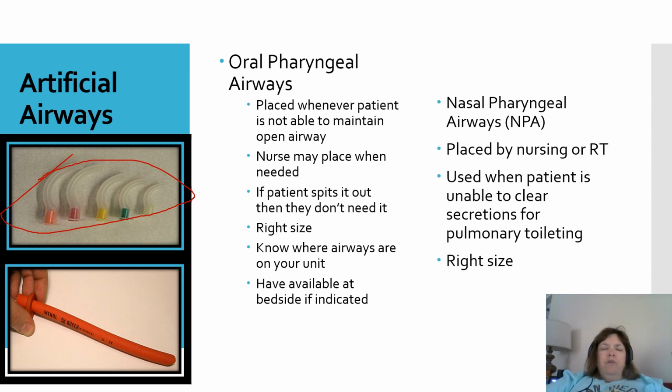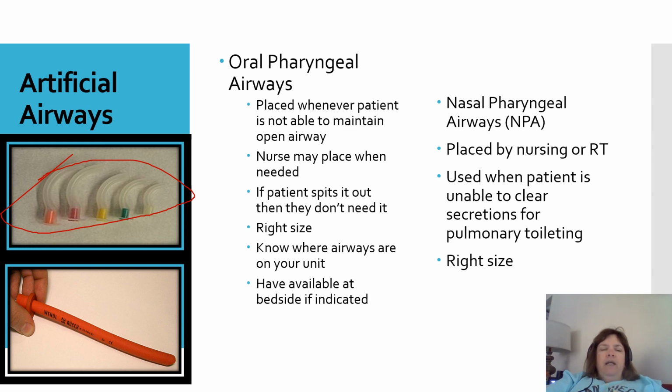You want to make sure that you get the right size. You can see they come in a variety of sizes. You measure from the tip of their ear to their lip, and you insert it like it looks like a hook. So you do hook up, turn it around, and it goes down past the tongue. And you want to have available at the bedside if indicated. So places like the emergency room, the operating room, ICUs, they're at the bedside. On other regular floors, they would be located likely on the code card, but know where yours are located.